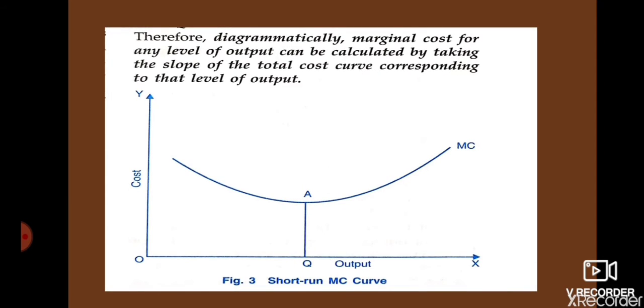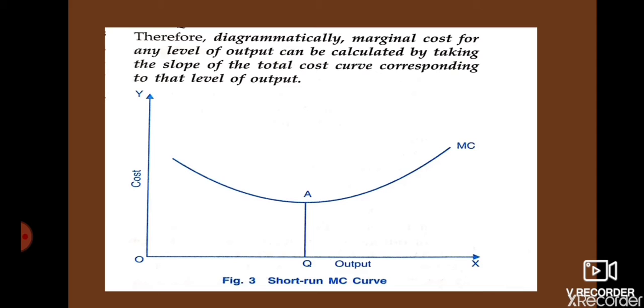So let us discuss the marginal cost curve. The MC curve is U-shaped, but one thing more we will discuss: marginal cost at any level of output can be calculated by taking the slope of the total cost curve corresponding to that level of output. As we have discussed, the change in total cost upon the change in quantity produced gives the marginal cost. So at any point of the curve we can find MC by the change in total cost.